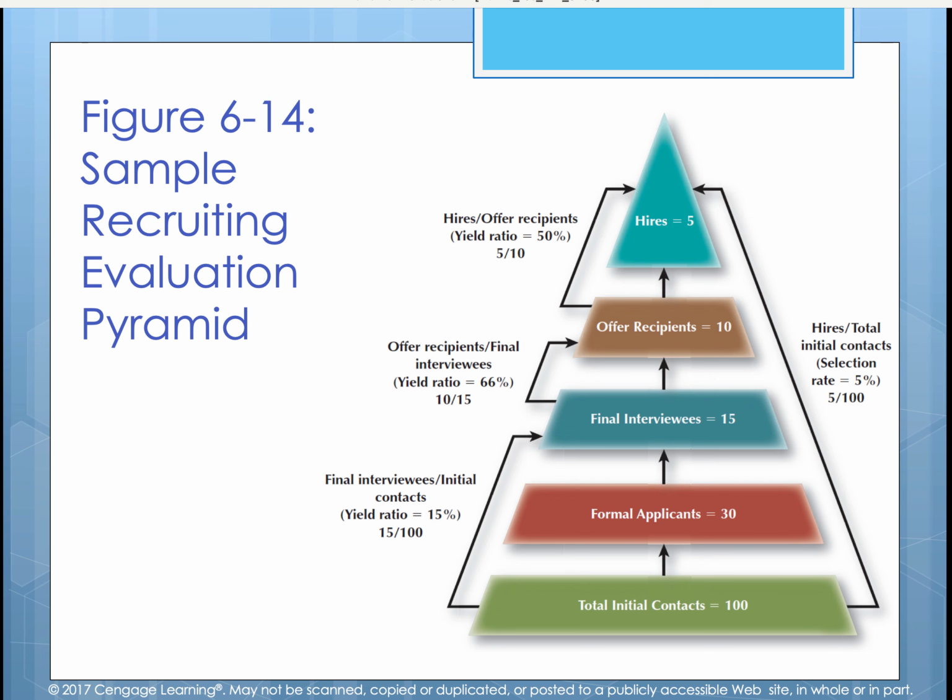final interviewees. You'll see that there is a final interviewees, which are your initial contacts. There was a yield rate of 15%, or 15 out of 100. So you see that you had the final interviewees, you had some formal applicants of 30, but of those initial contacts of 100, you only had 15 that made it to that final interview. When you tie in the total initial contacts of 100 and how many were actually hired, you see that you have a 5% rate. Only 5 out of 100 were actually hired.